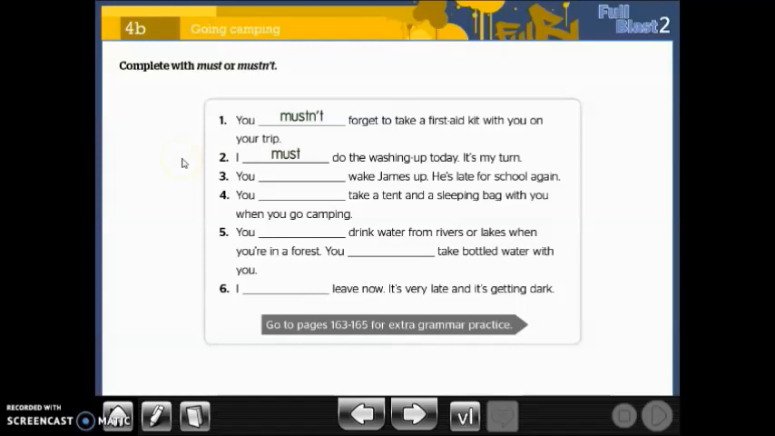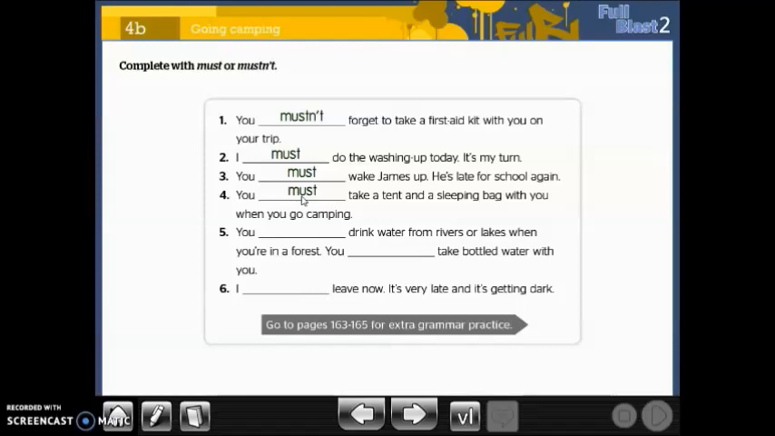You blank wake James up. He's late for school again. James is late for school. We must make him go to school at once. Must. Number 4. You blank take a tent and a sleeping bag with you when you go camping. You must, because we need to stay in a tent and sleep in a sleeping bag.